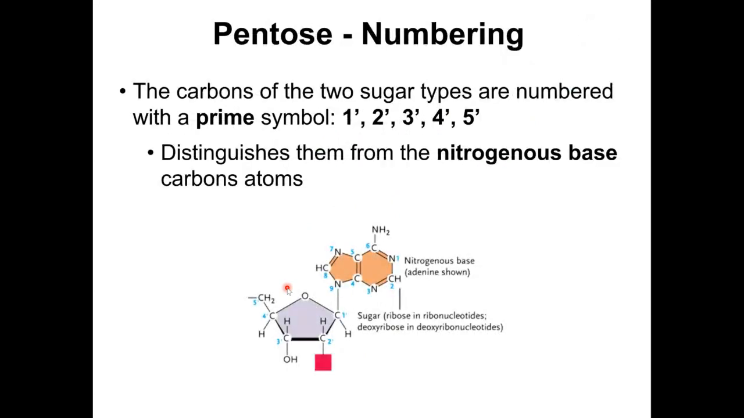Now, when it comes to pentoses, the numbering is always specified with a prime symbol. So these will be carbon 1 prime, carbon 2 prime, carbon 3 prime, 4, and 5. It's done clockwise in this picture right there. The reason why I use the prime symbol is to distinguish these elements from the elements that are present in the nitrogenous base. For example, if I'm talking about carbon 2 prime, I'm talking about this carbon in the pentose and not the carbon 2 in the nitrogenous base. So prime just allows us to distinguish between them.